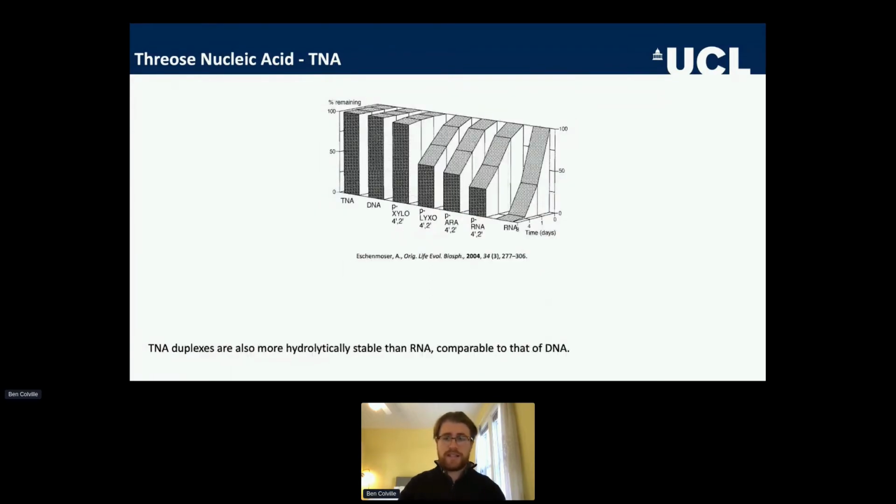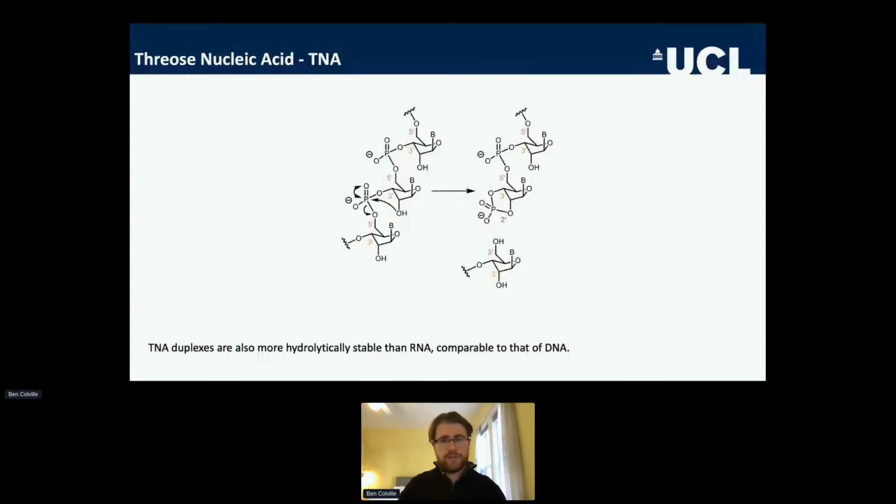Additionally, TNA, due to its lack of 2' hydroxyl, is very hydrolytically stable, comparable to that of DNA, much more stable than RNA. And this is presumably due to the fact that RNA can undergo this intrastrand cleavage, forming these 2,3 cyclic phosphates, which will become important later on.